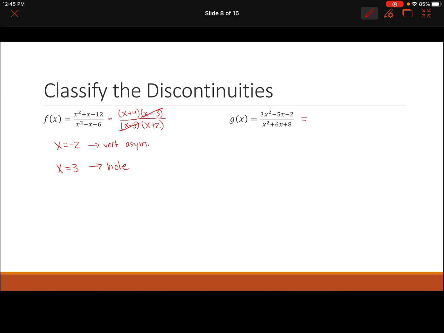For g of x, if you want to factor this the proper way, we would have 3x squared, and we're looking for factors of -6 that give us -5x. So we say 3x squared minus 6x plus x minus 2, and that factors to be 3x times x minus 2, and then plus 1 times x minus 2, and so we get 3x plus 1 times x minus 2, and then divided by x plus 4 and x plus 2.